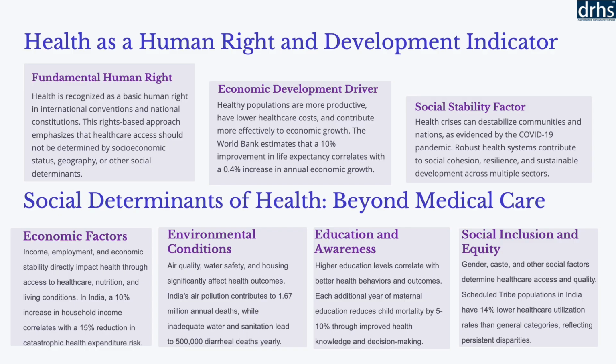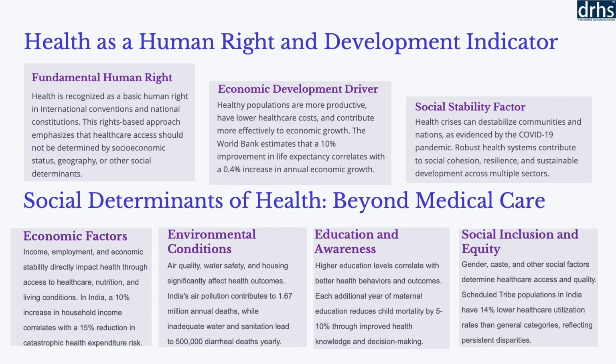Social inclusion and equity. Deep-seated social stratifications based on gender, caste, and ethnicity create profound health disparities. In India, scheduled tribe populations experience healthcare utilization rates 14% lower than general categories, a clear indicator that discrimination remains a significant barrier to health access.